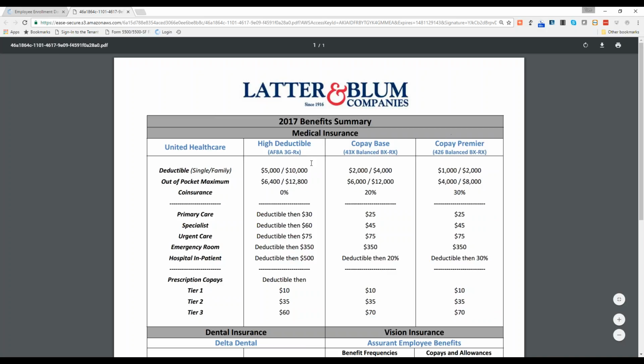That's included in all the different plans. In addition, it's unlimited lifetime maximums for all the different coverage levels on all of the plans. So the differences exist in these areas that we want to highlight here.